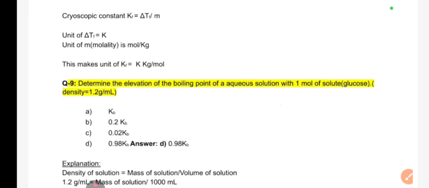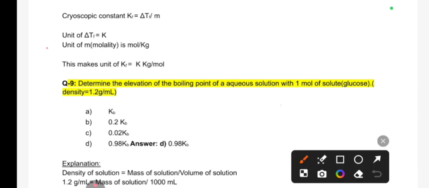So you can see the explanation here. Delta Tf is in Kelvin, molality is moles per kilogram, so the unit of Kf will be Kelvin kilogram per mole.